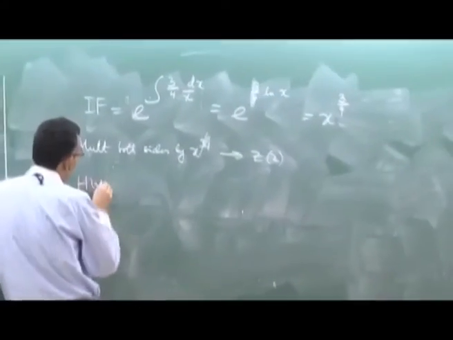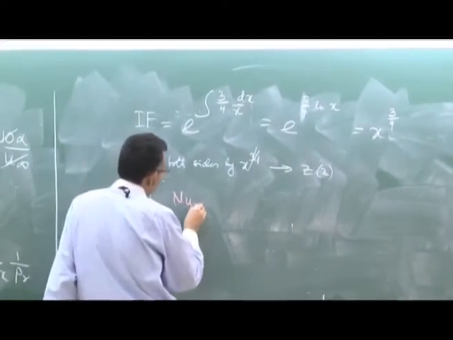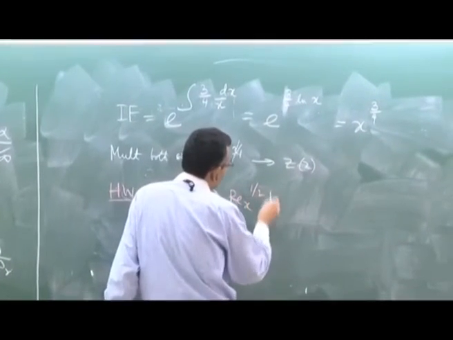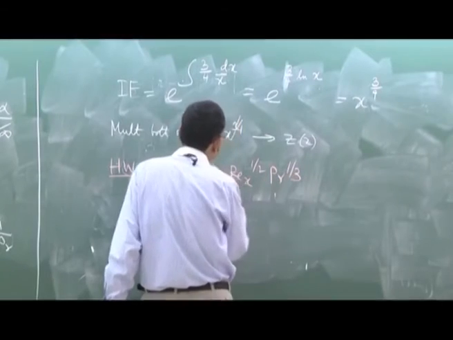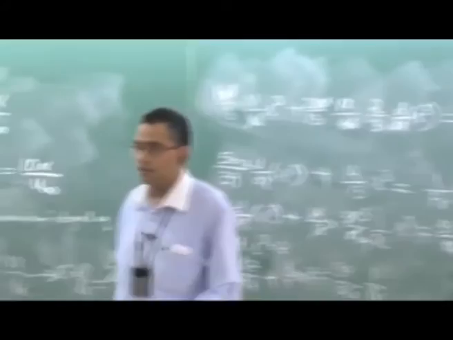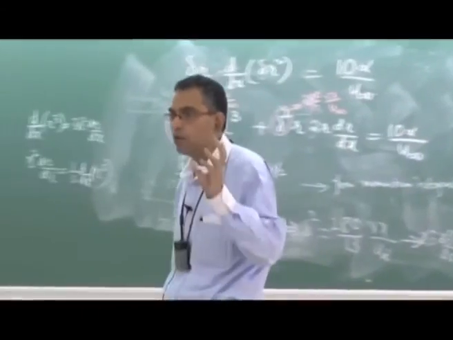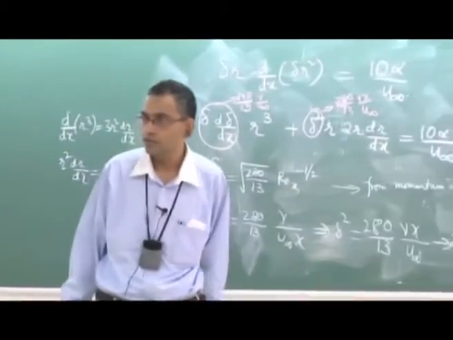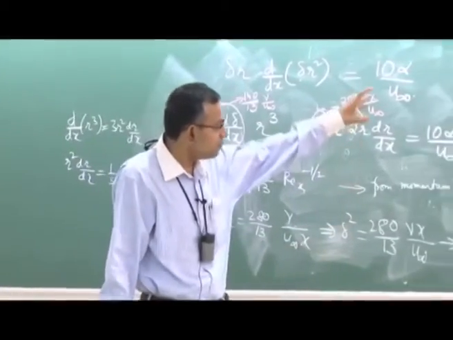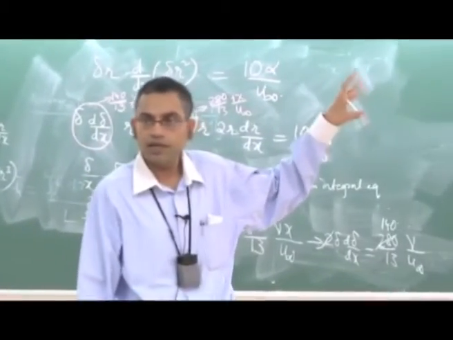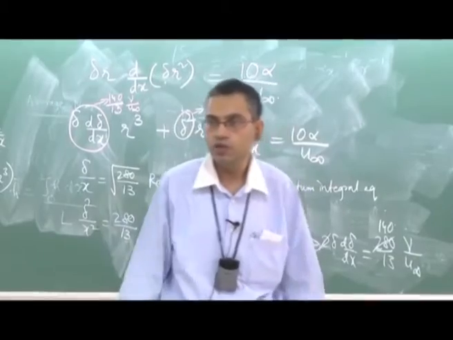So this is like the homework that I am leaving on you. Find out the Nusselt number is equal to some constant into Reynolds number to the power half into Prandtl number to the power 1/3. What is this constant? If you have done it correctly, it will come out to be something in the range of 0.33, something like that. So please complete this, but I have done enough number of steps so that the remaining should be easy for you to complete.